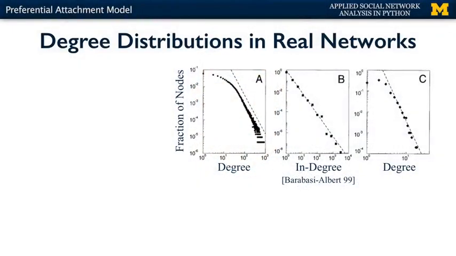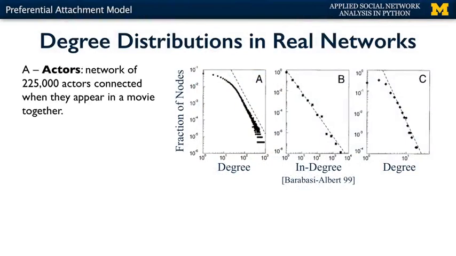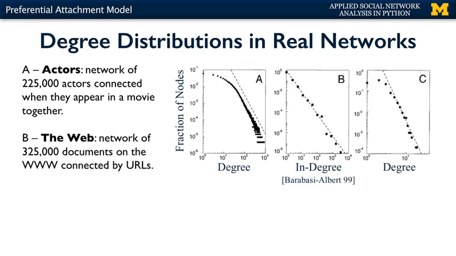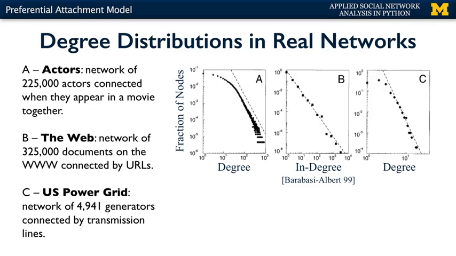So one interesting question to ask is, what does the degree distribution look like for real networks? And so let me show you 3 examples. Here are the degree distributions of 3 different networks, and let me tell you what the networks are. Network A is a network of 225,000 actors connected when they appear in a movie together. B is a network of the World Wide Web. So it has about 325,000 documents that are connected by URLs. And then C is a network of the US power grid. So it's a network of about 5,000 generators connected by transmission lines.